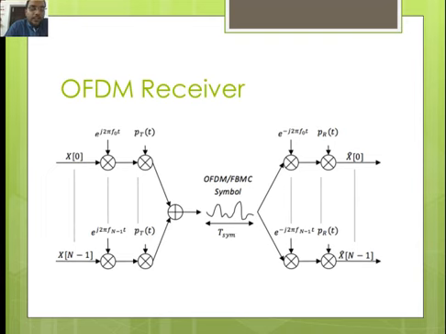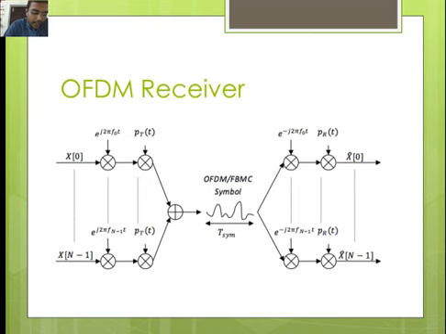which means that at the receiver we have a prototype filter p_R of t that is also a rectangular pulse of length T symbol. So if you observe the diagram, we find a prototype filter p_T of t at the transmitter, and a prototype filter p_R of t at the receiver. This receiver block diagram is valid for both OFDM and FBMC systems, and the basic difference lies in the choice of the prototype filters p_T of t and p_R of t and the symbol spacing T.